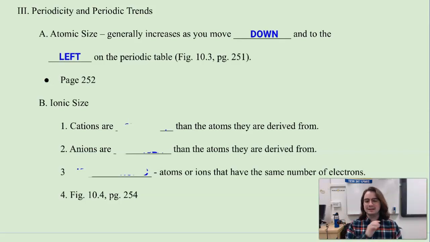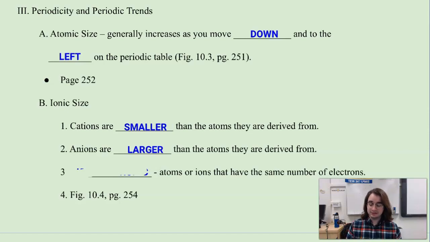So atomic size, the general trend is that as we go down and to the left on the table, the atomic size increases, which means that our largest friend on the table is francium. Now, a couple things to keep in mind is that when we have a cation, the cation is always smaller than the atom it derives from. And when we have an anion, it's always larger than the atom that it derives from.